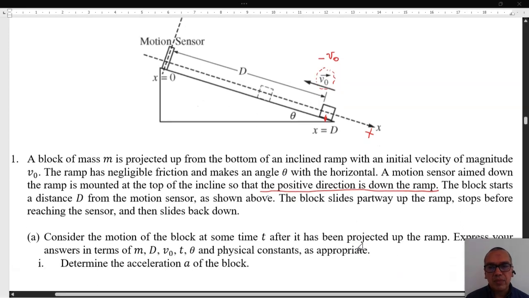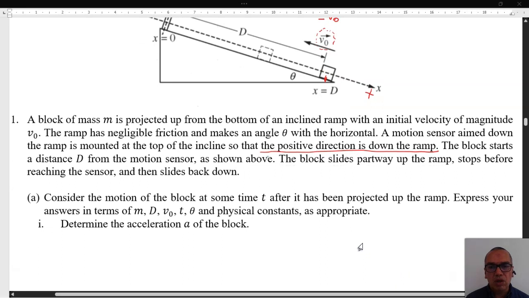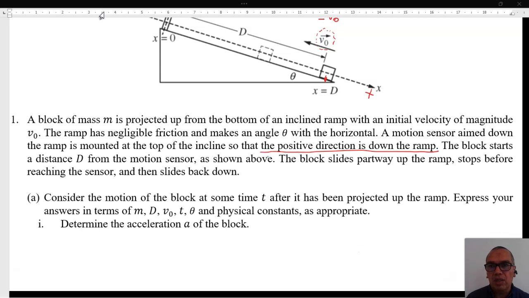Now, consider the motion of the block at some time t after it has been projected up the ramp. Express your answers in terms of mass m, position d, initial speed v0, time t, and angle theta, and physical constants as appropriate. So now they want you to determine the acceleration a of the block.